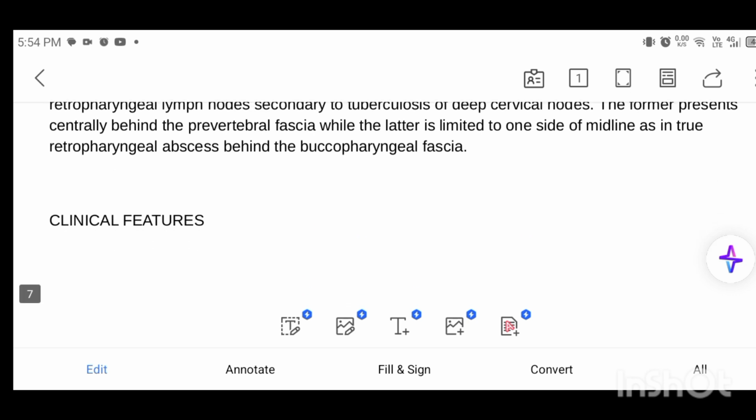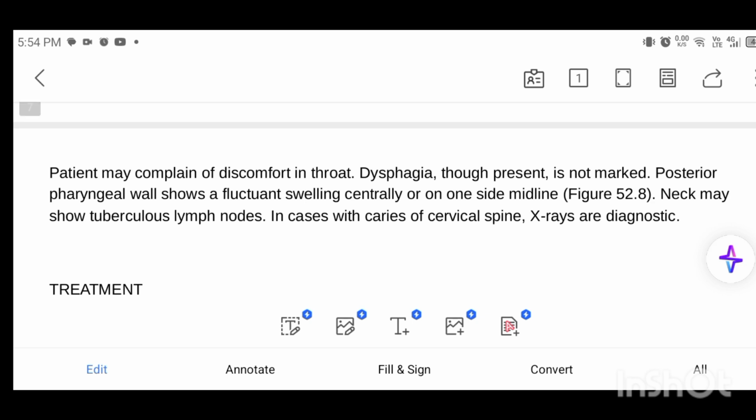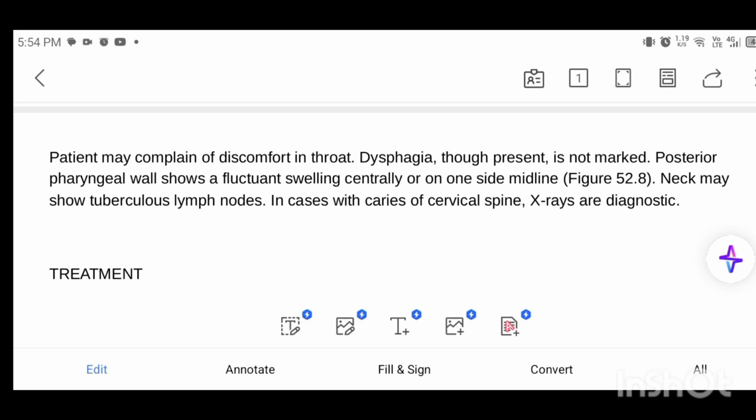So what are the clinical features? Dysphagia. The patient has difficulty or discomfort in the throat, but dysphagia is not marked. This is an important diagnostic point of chronic retropharyngeal abscess: there is abscess formation in the retropharyngeal space, but the patient doesn't complain of dysphagia, as in the case of the acute retropharyngeal abscess, where the patient also complains of dysphagia. We approach the chronic retropharyngeal abscess through the sternocleidomastoid.